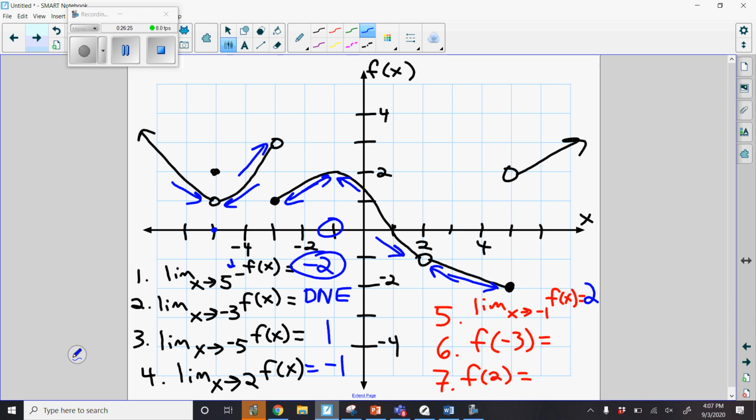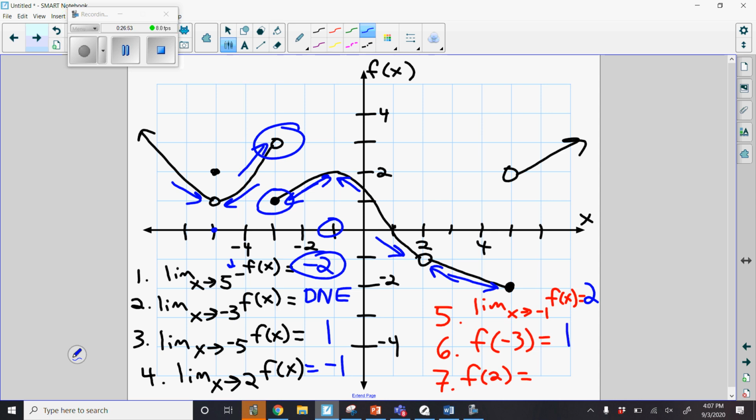Notice questions 6 and 7 are not limit questions. So I'm no longer concerned about this approaching concept. I just want to know, what is f of -3? F of -3 is, it's filled in there, and it's at the number 1, right? I would choose this value over this value because the filled in dot tells me that it's actually there. So this would be 1.